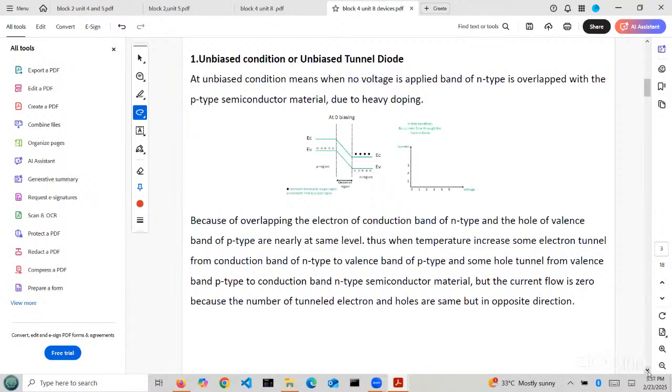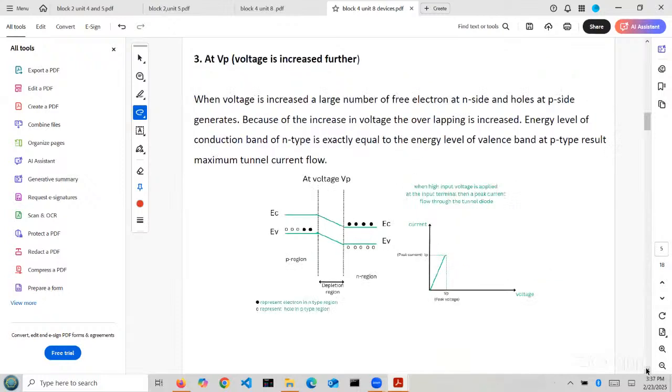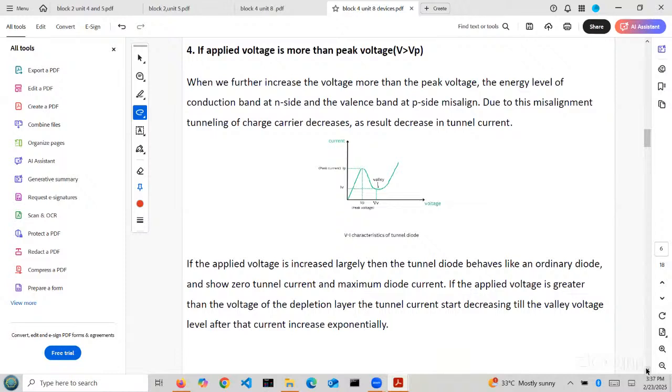4 cases I am considering. What is the first case? First case is unbiased condition, means without applying forward bias. Next, second condition is if forward bias condition is applied, what happens? Next, we have third condition. What is the third condition? If voltage is increasing further based on the waveform. Next, fourth one is if more voltage is applied.